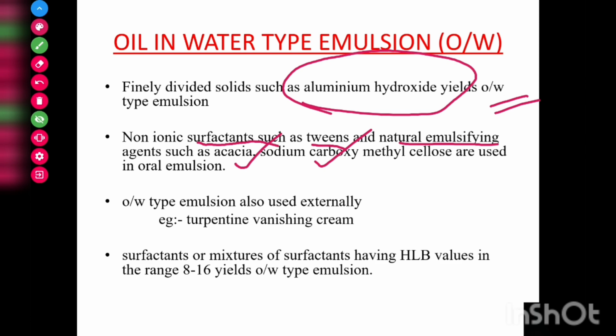For example, turpentine vanishing cream. So turpentine vanishing cream is an example of oil in water type emulsion. It is used externally. Surfactants or a mixture of surfactants having HLB values between 8 and 16 yield oil in water type emulsion.